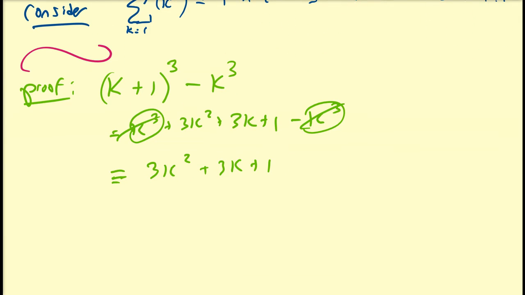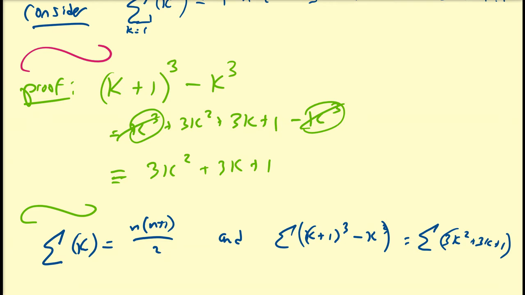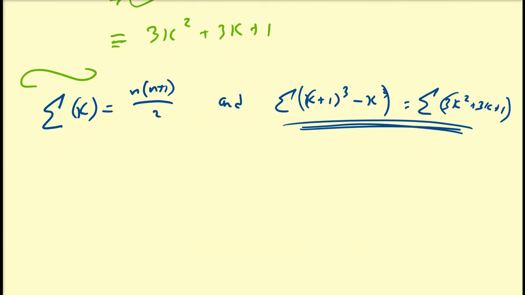Let us summarize what we have in front of us now. From the last video, the sum of k is going to be equal to n times n plus 1 over 2. I'll just abbreviate the sum as so, assuming k is equal to 1 to n. And the sum of k plus 1 cubed minus k cubed is going to be equal to the sum of 3k squared plus 3k plus 1. We're going to be working with this, and we're also going to use this in the proof. So let's begin.